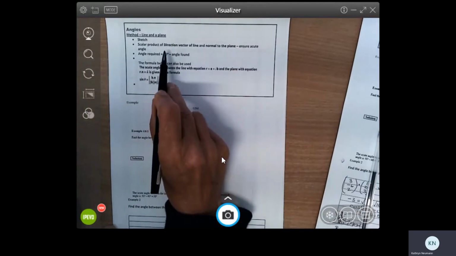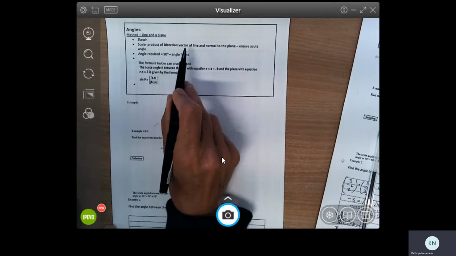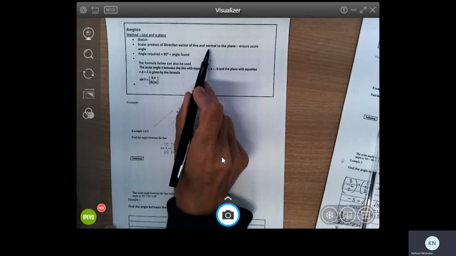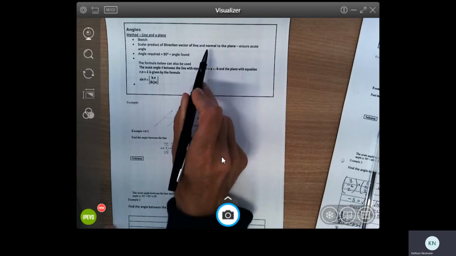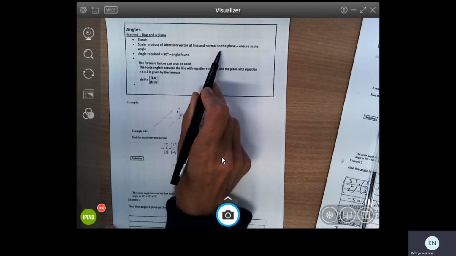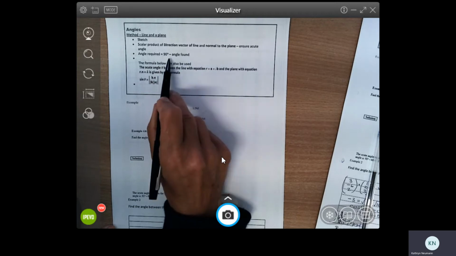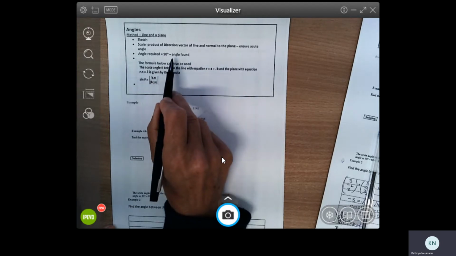You can find the scalar product of the direction vector of the line and the normal to the plane. The reason you do that is you've often been given the normal to the plane. And you find that angle. So then you're finding actually the angle between the line and the normal. So you need to take that angle away from 90 in order to find the required angle.